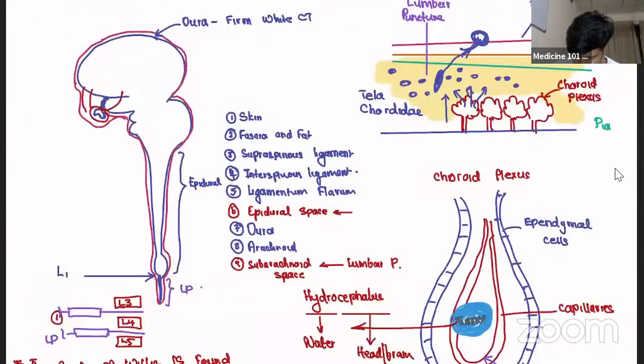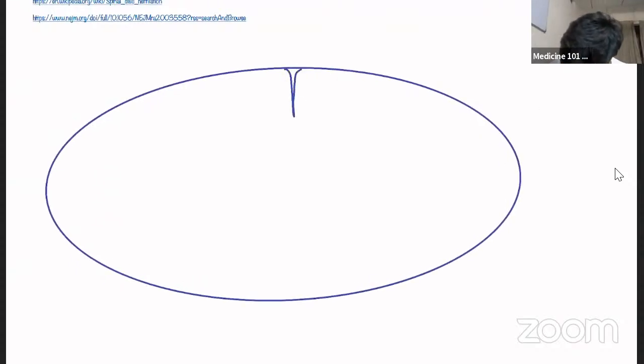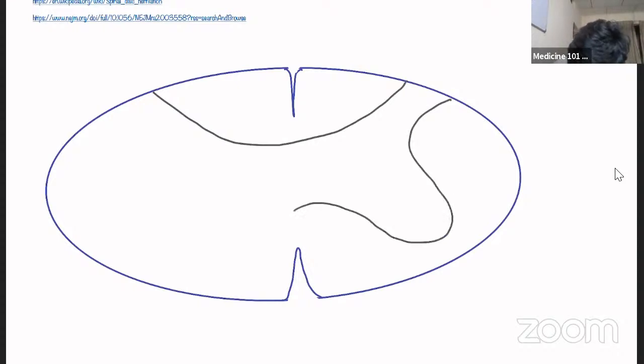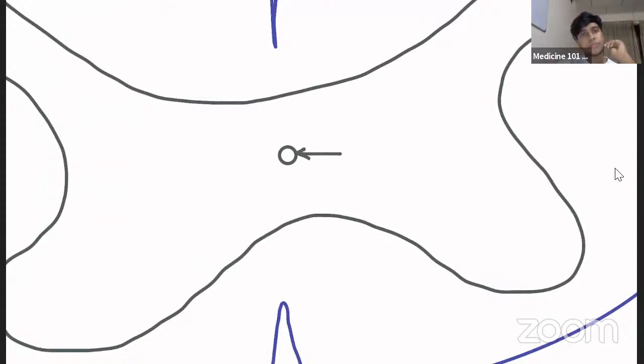Okay. I need a blank page. Okay, let's use this. So just draw this with me. For ease, I usually do this, because I can erase with this, and erase the middle part. Now, guys, what is this structure? Foramen magnum. Central canal. Central canal.